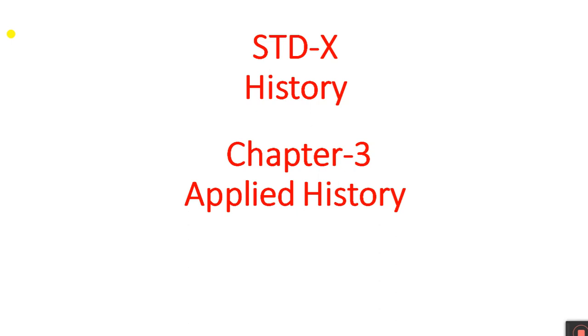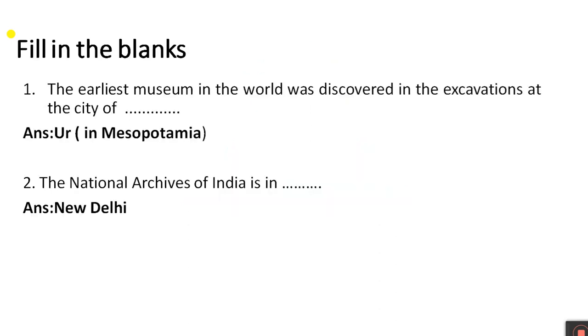Standard 10th History Chapter 3 Applied History. Fill in the blanks. First question. The earliest museum in the world was discovered in the excavation at the city of Dash. Answer. In Mesopotamia. Second question. The National Archives of India is in Dash. Answer. New Delhi.